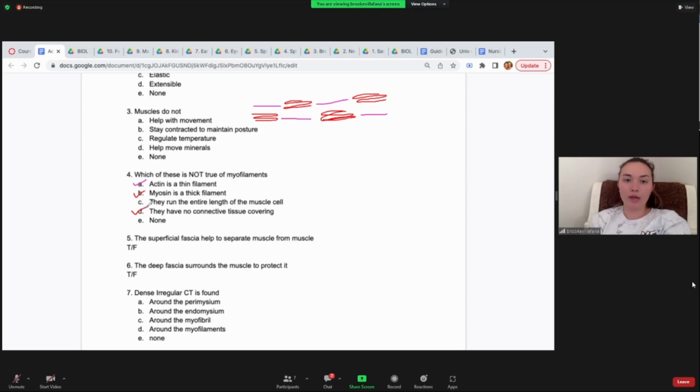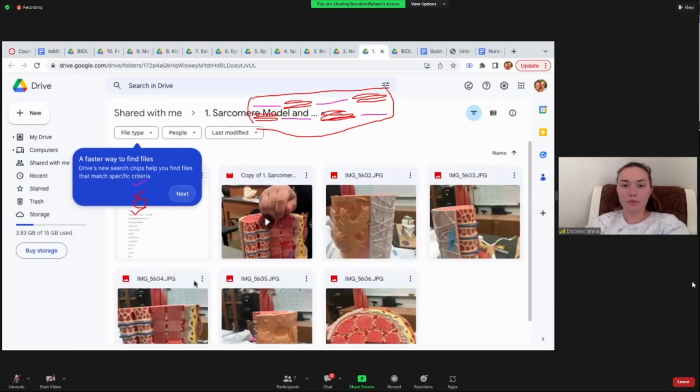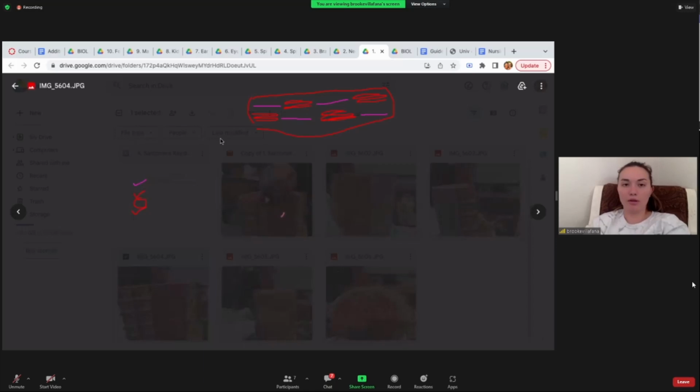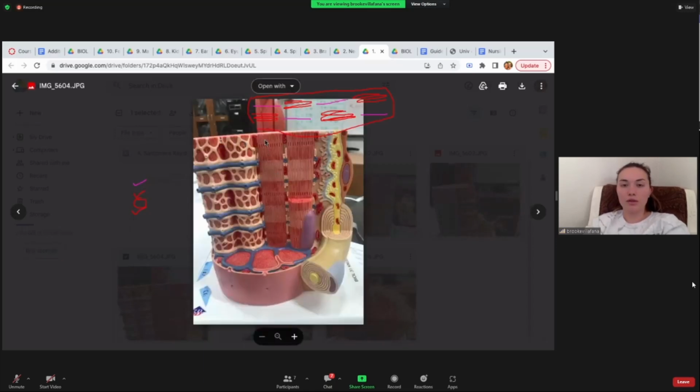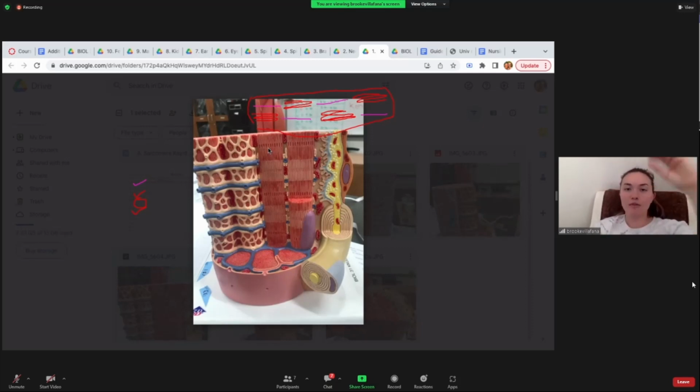So A and B are both true, so those can't be the right answer. But actually C is the correct answer because it is not true. If this is my muscle cell, my myofiber, let's go back to this picture right here, because I feel like it's even better than a drawing. Look here. This is my myosin, my actin, my myosin, and my actin. Do you see how they do not run the whole length of the myofiber? Instead, they break up down the myofiber. They're like little sections that break up.